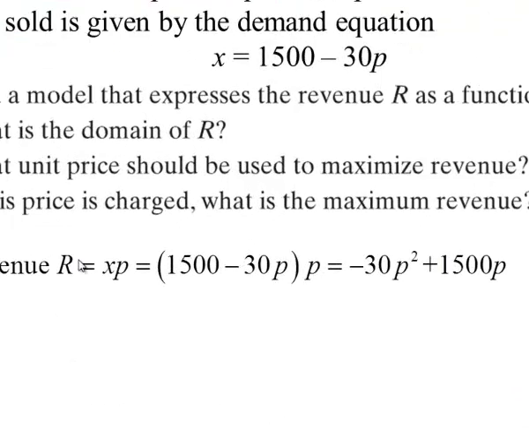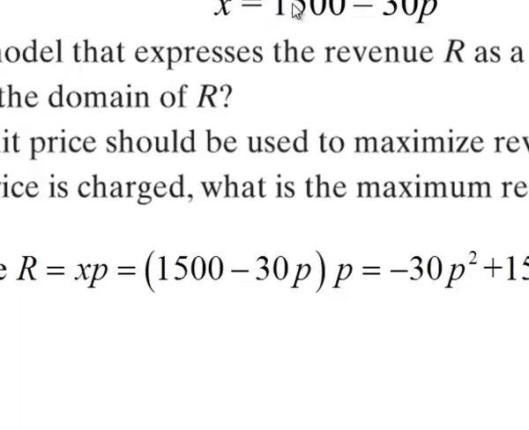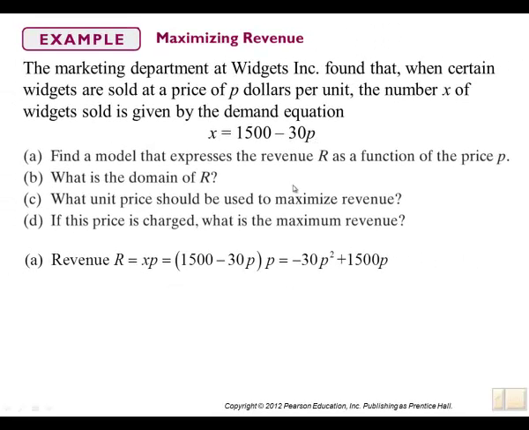Okay, so first of all, the equation for revenue is the number of items times the price. Since the number of items equation is 1500 minus 30p, we substitute 1500 minus 30p in for X. So it's 1500 minus 30p times p. And so we have to distribute that p, and we switched places here, making this minus 30p squared plus 1500p. So now we have our revenue equation.